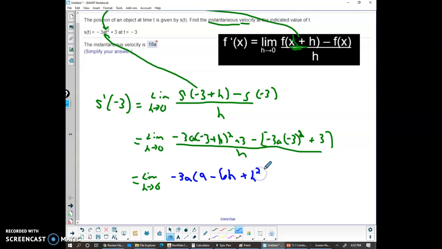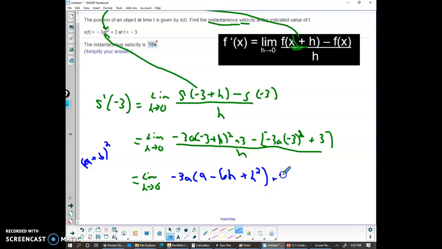Go back to the editor and look at the shortcut. There was the shortcut where I showed you how to do (a plus b) or really (a minus b) squared. Look at that shortcut if you don't quite get that there.